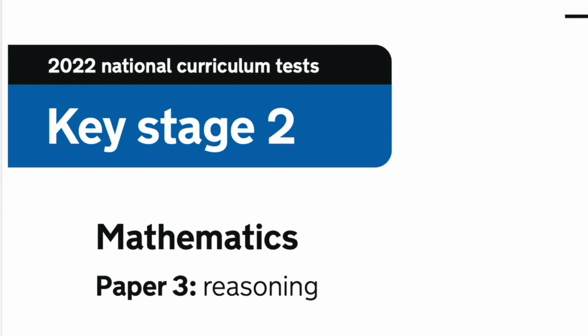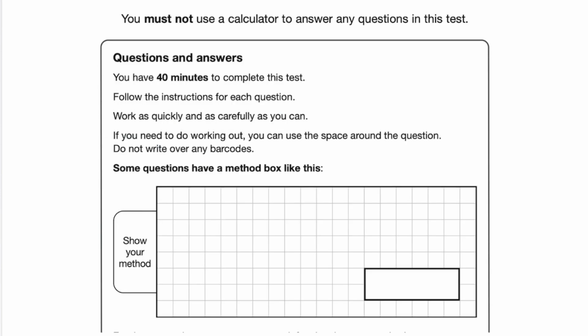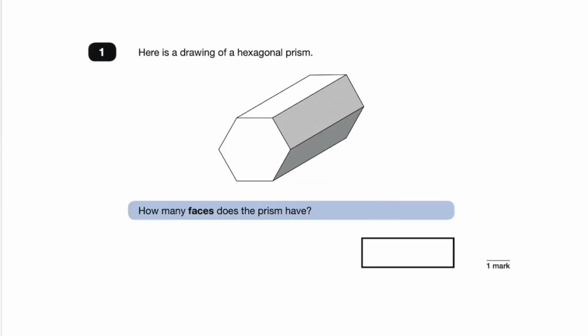Today we're going to look at the 2022 SATs Maths paper, paper 3, Reasoning. So let's begin by just looking at the instructions. This is a non-calculator test, and we have 40 minutes to complete it. It says that we can do our workings out around the question or in the question box, but do not write on any of the barcodes. So let's begin with question 1.